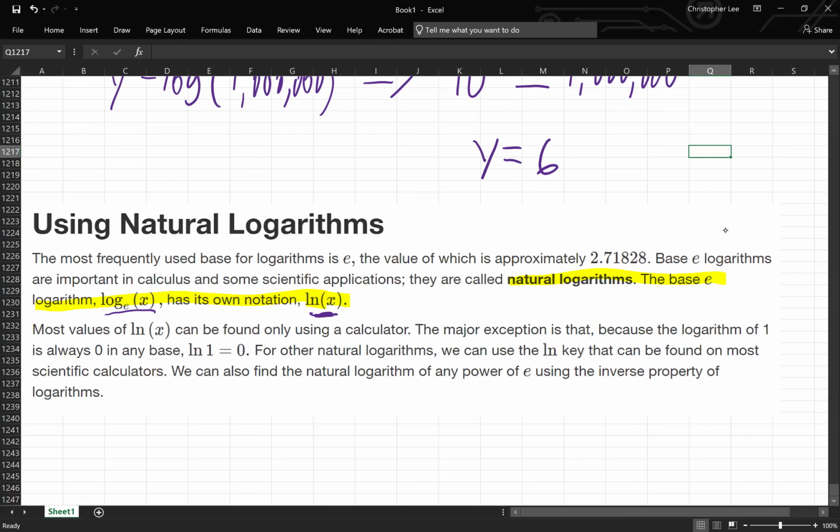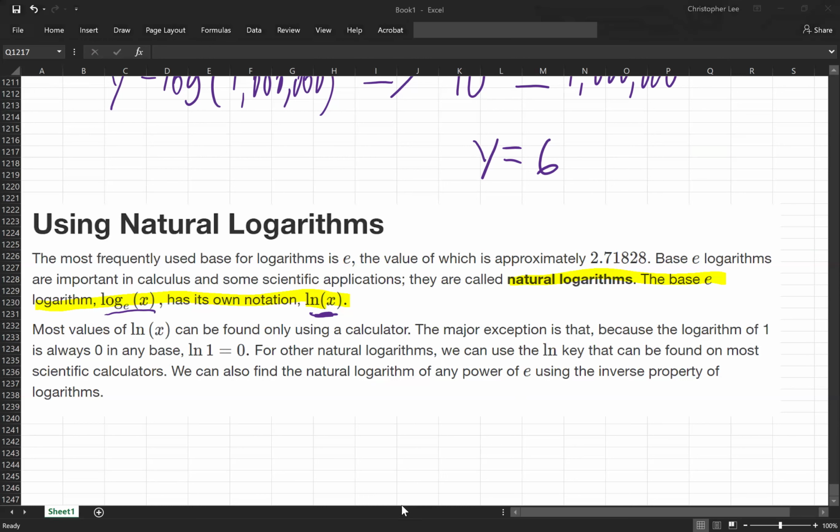Most values of ln of x can be found only using a calculator. The major exception is that, because the logarithm of 1 is always 0 in any base, ln of 1 is equal to 0. For other natural logarithms, we can use the ln key found on most scientific calculators. We can also find the natural logarithm of any power of e using the inverse property of logarithms. So we're building up to that.